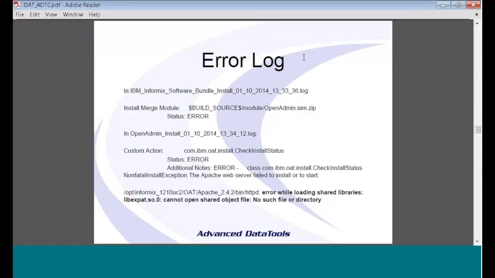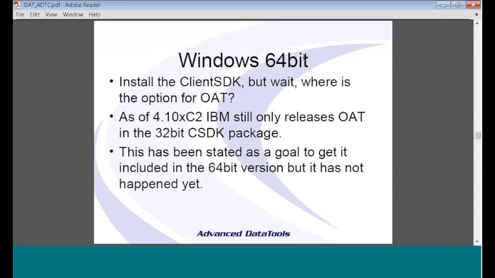This is a real headache for a number of people I know because they have not started shipping, and I can verify this as to the latest version of the CSDK on the IBM website. They have not included the OAT install with the 64-bit version of the CSDK on Windows. I don't know why, but I'm hoping that they will take care of that in the future. If you try to install the 64-bit CSDK, you just will notice there are not the options for OAT. So I'm hoping that they will get that out shortly.